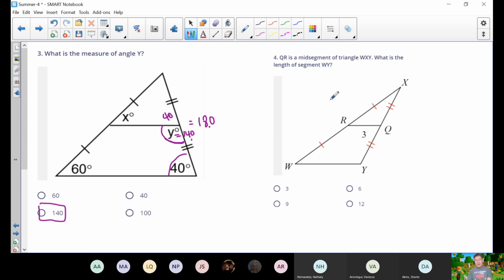All right. QR is a mid segment. This is a mid segment in the middle, right? Midpoint. Then what happened is we're looking for this line, but this line is 3. What is this line then? This line is always half of this. So you double this and you get this line, right? So 3 times 2 is what? This is 3 times 2, which is 6. Everybody get it?